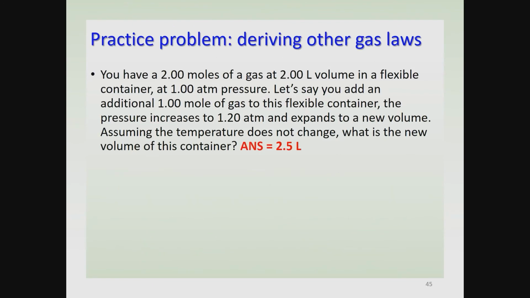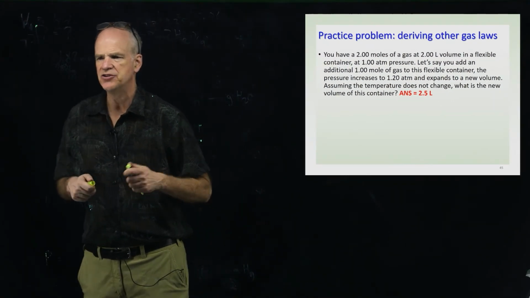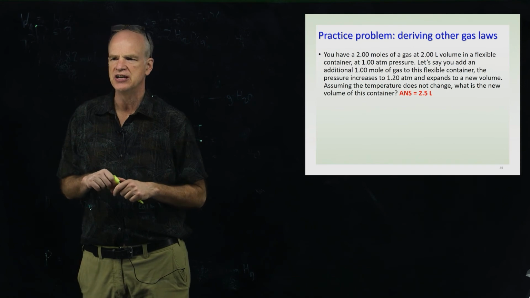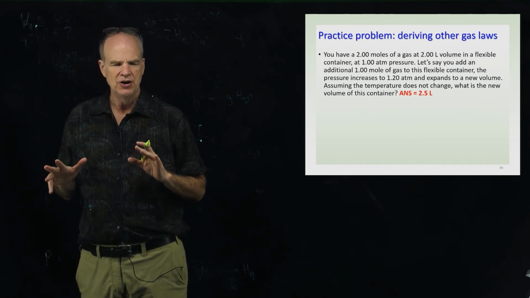So let's go ahead and solve a problem where we're doing that so you can see how this is applied. So you have 2 moles of a gas at 2 liter volume in a flexible container, and it's at 1 atmosphere pressure. Let's say you add 1 mole of gas to this flexible container and the pressure increases to 1.2 atmospheres and expands to a new volume. Assuming the temperature does not change, what is the new volume of the container? Okay, so this helps me get my bearings here.